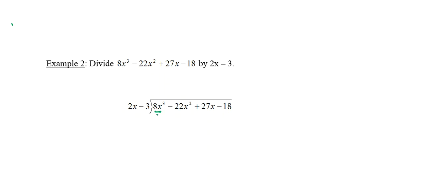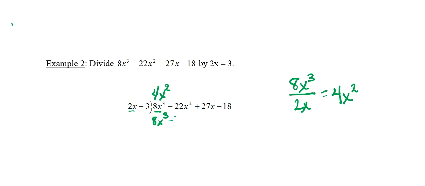So I'm going to take the first term, the 8x cubed. I'm going to divide it by the first term of 2x. 8 divided by 2 is 4. If I have 3 x's, take one away, I'm left with 2. So I get 4x squared. Now I distribute. 4x squared times 2x is 8x cubed. 4x squared times negative 3 is negative 12x squared. My job is to subtract. So I'm going to subtract that, which makes that go to a positive, and yellow is not a good color.